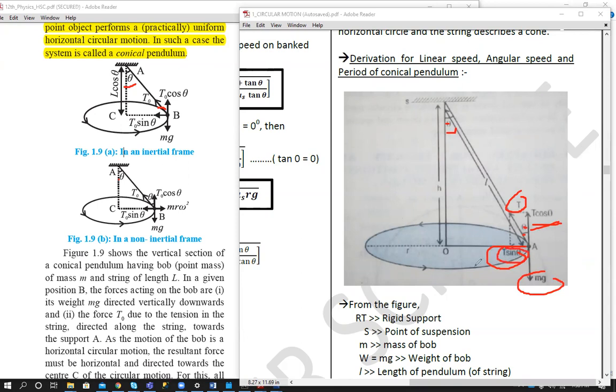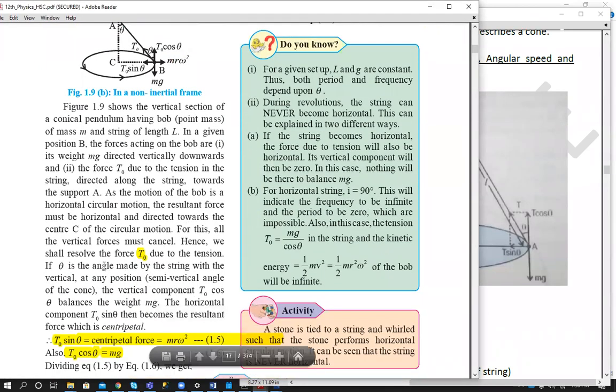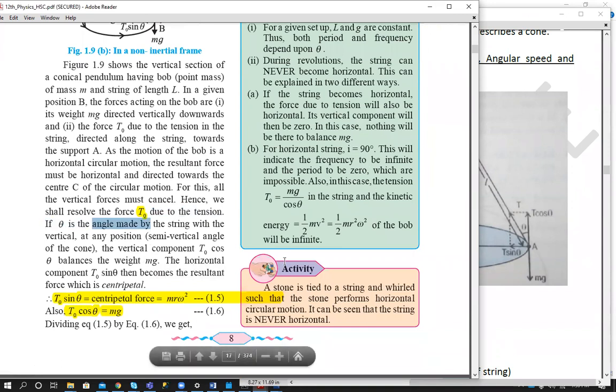Again, two forces act on the conical pendulum, one is weight mg, another is tension T, which is along the string. This tension T can be resolved in two components, vertical and horizontal. Weight mg is balanced by the vertical component of tension, and the horizontal component provides the necessary centripetal force. Let's see the derivation. In the book, they have taken tension as T0. Always remember these two equations.